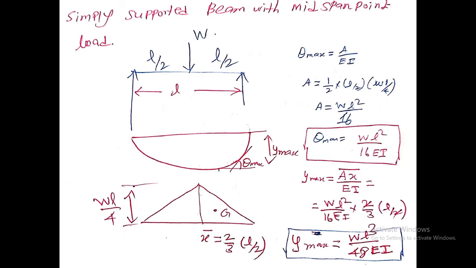Next, simply supported beam with the midpoint load. Okay, simply supported beam with midpoint load. The total length of the beam is L. So this is the elastic curve diagram and the bending moment diagram.